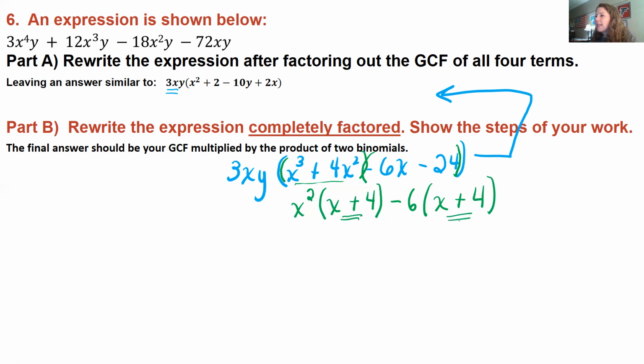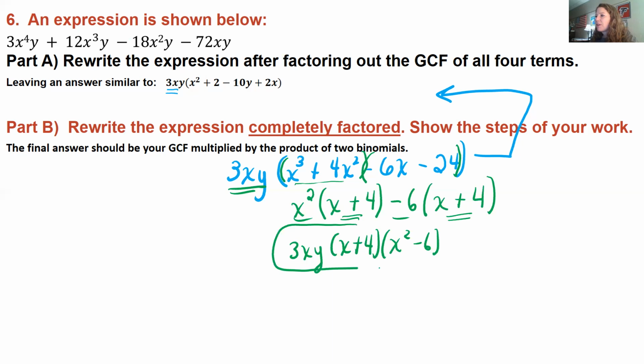These match perfectly. So one of our factors is x plus 4. The other factor is when we put these together. So the other factor is x squared minus 6. And then all of that is times our greatest common factor, which is part of our final answer. And that is part B. How'd you guys do? Now, if I wanted to triple check my answer, I could FOIL these 2 binomials and then multiply the final answer by 3xy every single term. And guess what I would get? I would get what I started with. I hope this is helping you guys.